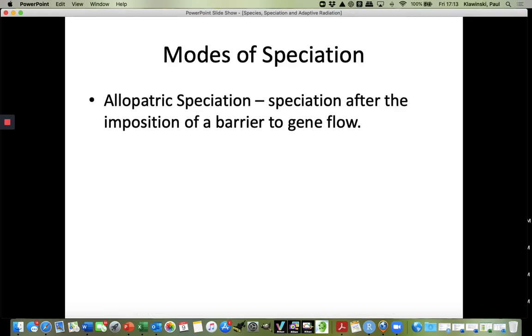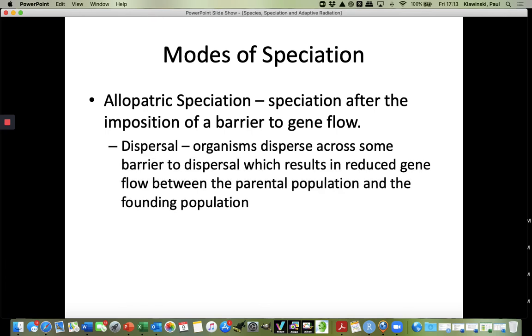This is very different from allopatric speciation after the imposition of a barrier to gene flow. Gene flow barriers can be set up because organisms disperse across some barrier, and the success of that dispersal across the barrier is not very common, and as a result, there's just generally low levels of gene flow between the parental population and the founding population.